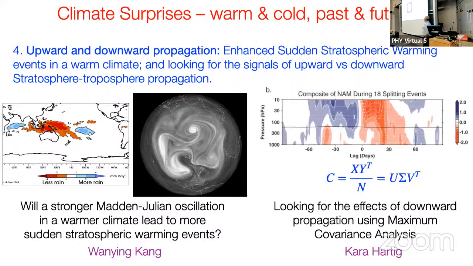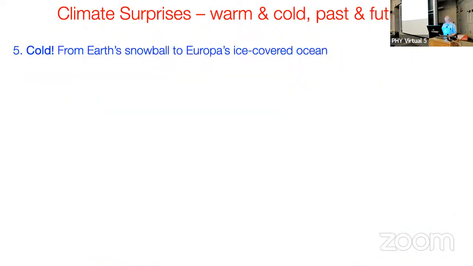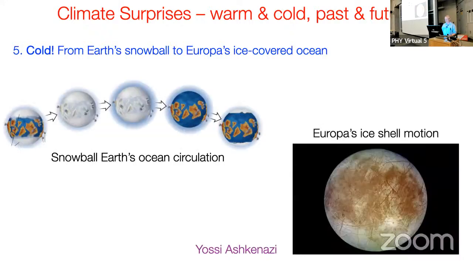And then this is a student who just graduated last week or 2 weeks ago, Kara, and we're trying to look for statistical evidence for a connection, a downward connection between the stratosphere and the surface using maximum covariance analysis, and didn't succeed. And Paul reassured us that that's okay because it doesn't exist. And then we talked today about Snowball and Europa, work with my collaborator.